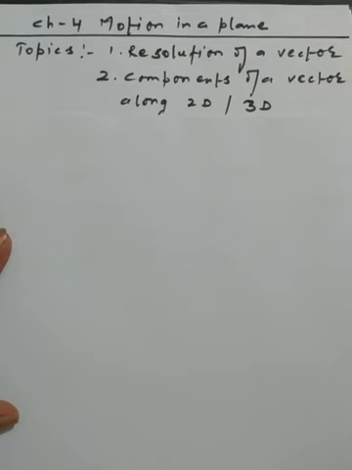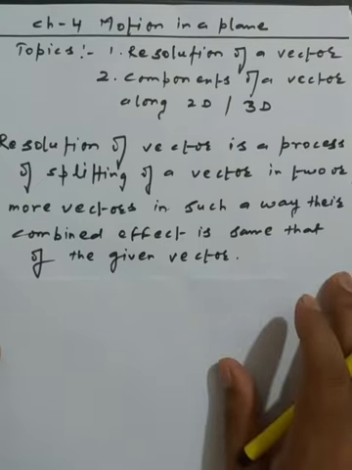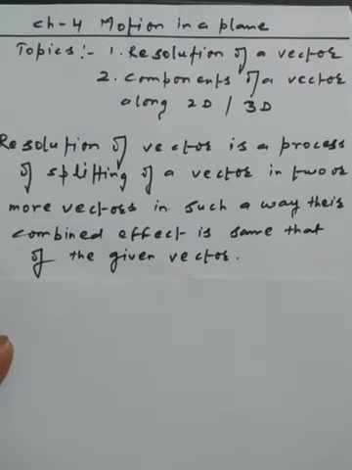We can go with an example. Now it is simply defined: resolution of a vector is a process of splitting a vector into two or more vectors in such a way that their combined effect is the same as that of the given vector. Okay. Now how can we resolve it?